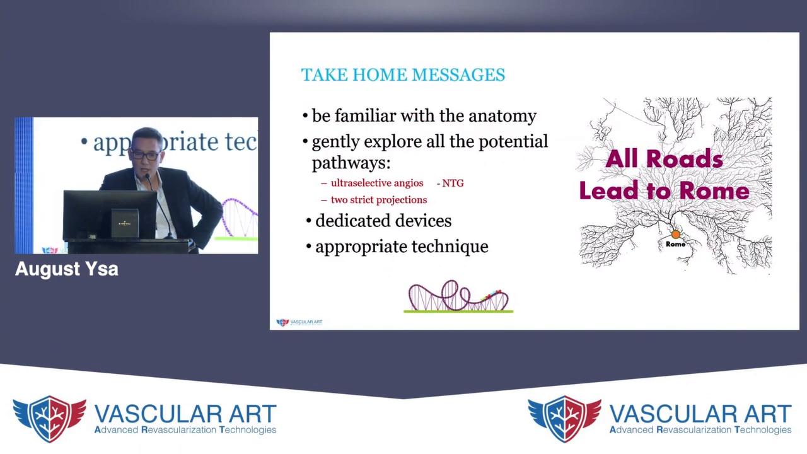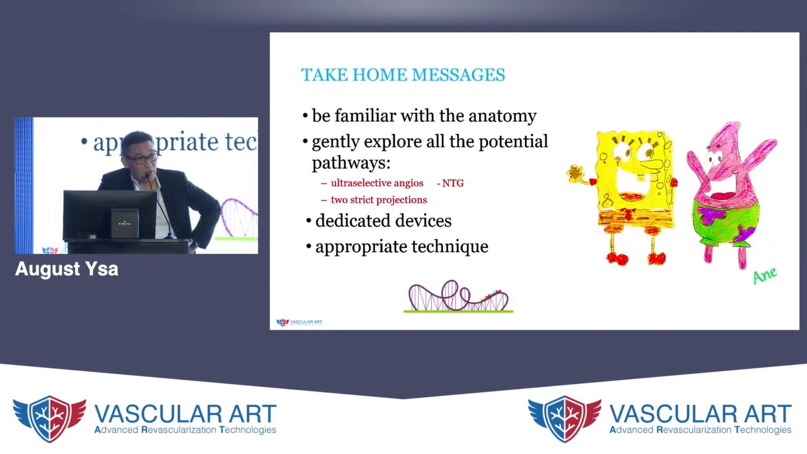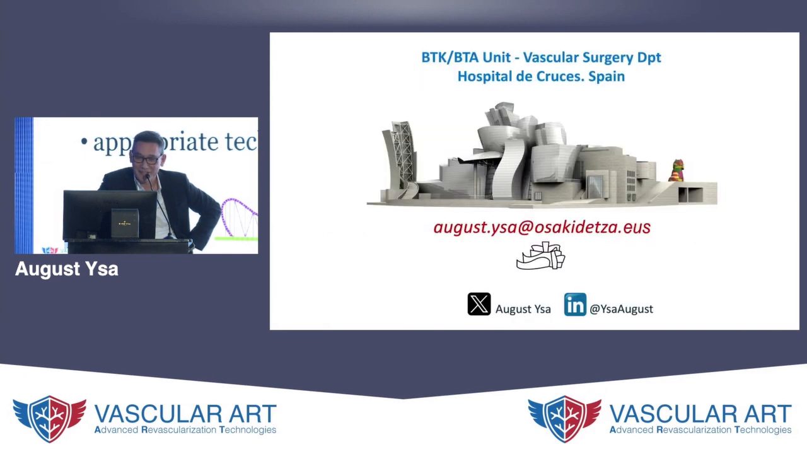So in conclusion, my take-home messages: be familiar with the anatomy, gently explore all the potential pathways using ultra-selective angiography, vasodilators, two-stroke projections. If you have a good budget, you can use all of the techniques reported by Michael. Dedicated devices are a must and also an appropriate technique like the one my daughter, 4 years old, used to do this beautiful sponge. Thank you very much.